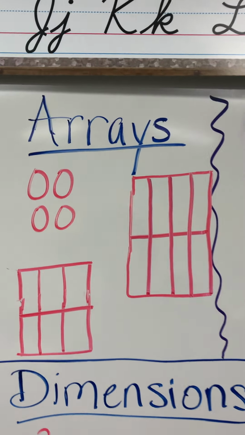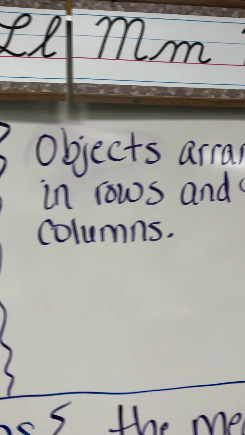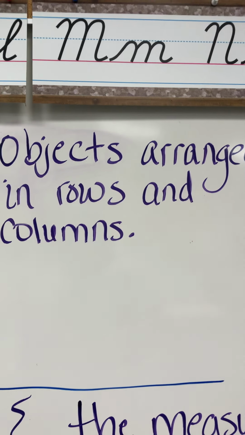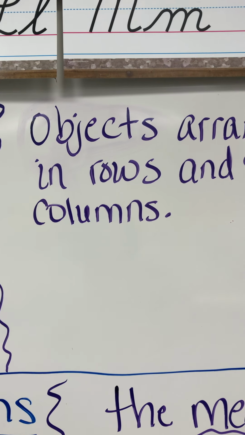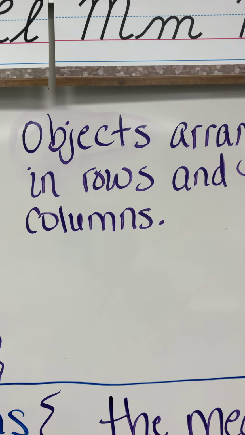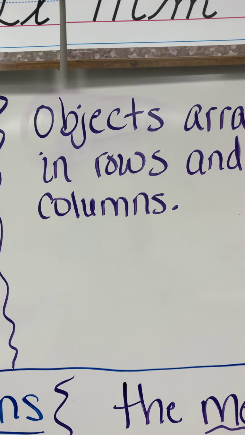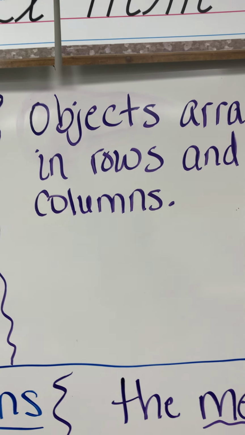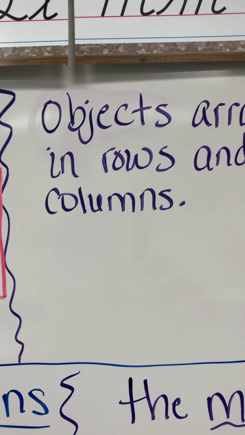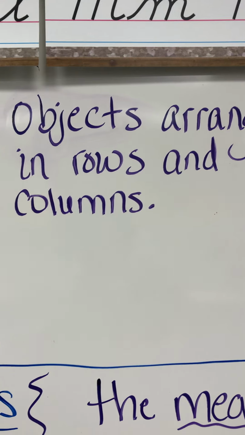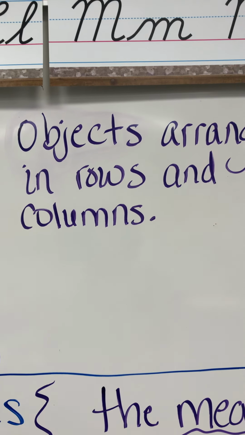Up top to the right, we have the word arrays. What are arrays? Arrays are objects arranged in rows and columns. You probably have some arrays at home right now. Take a look at the pictures on your wall. Are they arranged in rows and columns? Maybe your pantry in the house has canned goods. Maybe the shoes in your closet are arranged in rows and columns. And the list goes on and on. Maybe the windows. You just never know.